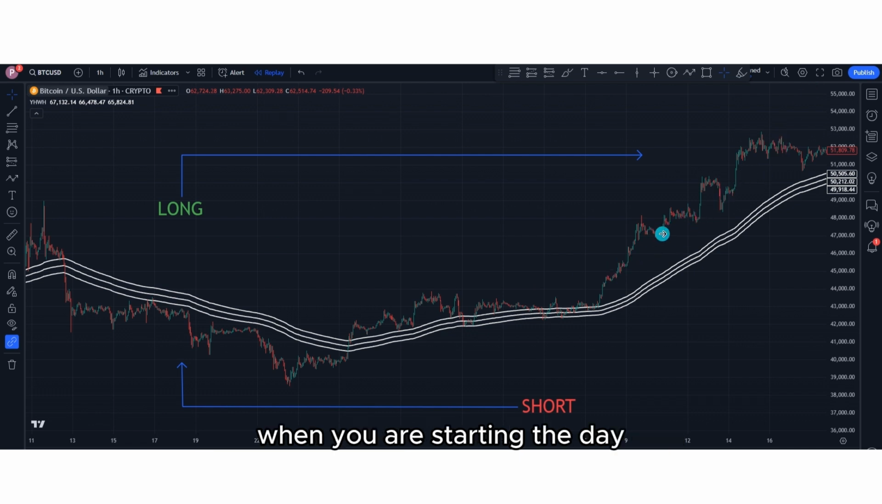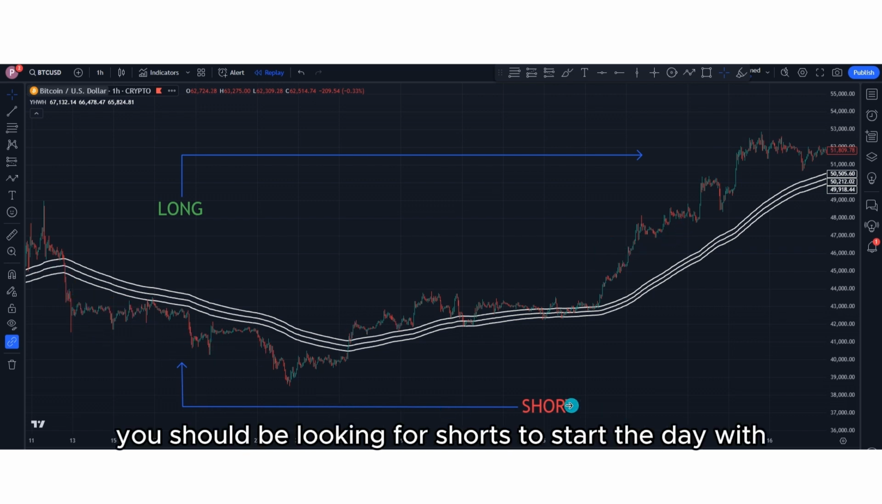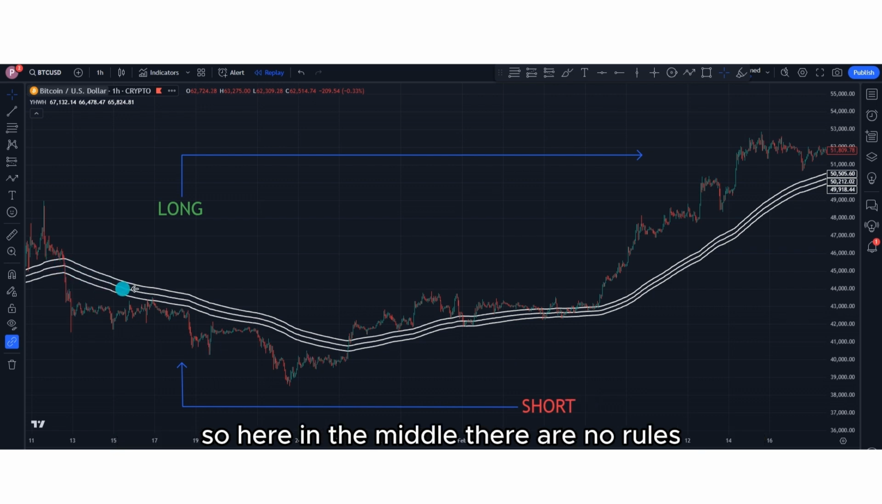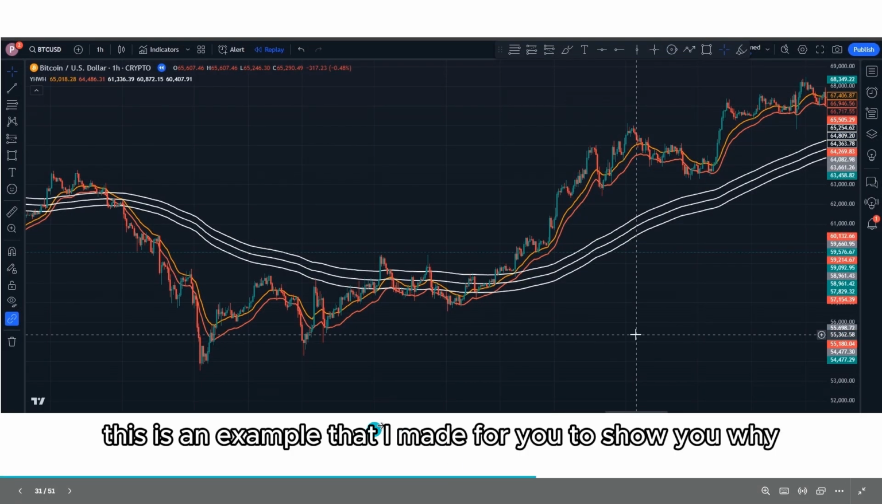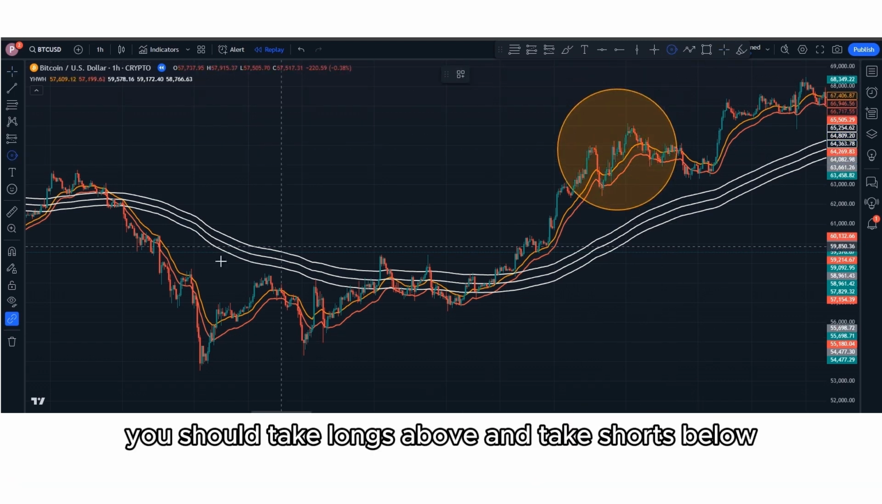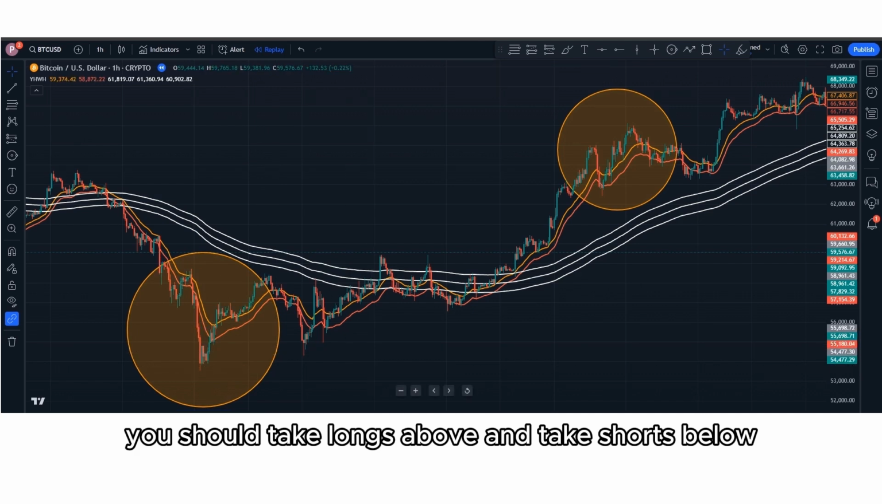a long when you are starting the day. I'm not saying you only take longs. I'm saying that when you're starting the day, you should be looking for longs. Same thing, if the market is below here, you should be looking for shorts to start the day with. Here in the middle, there are no rules. You take longs and shorts. This is an example that I made for you to show you why you should take longs above and take shorts below.